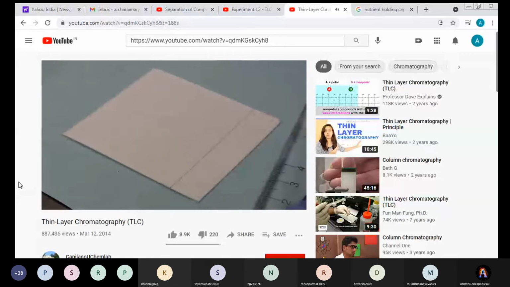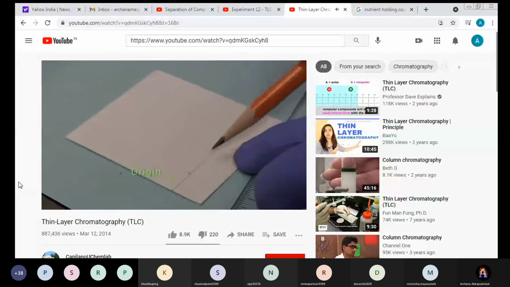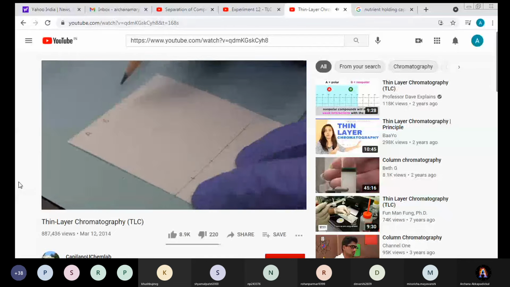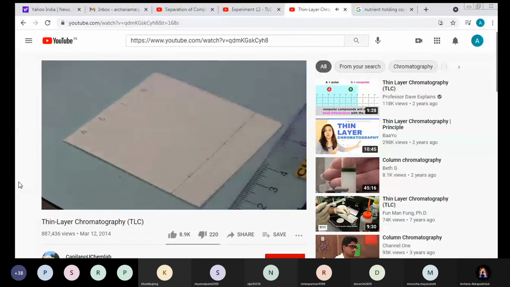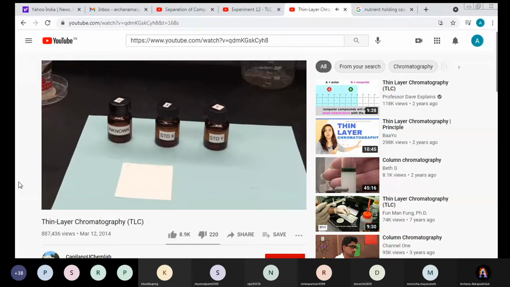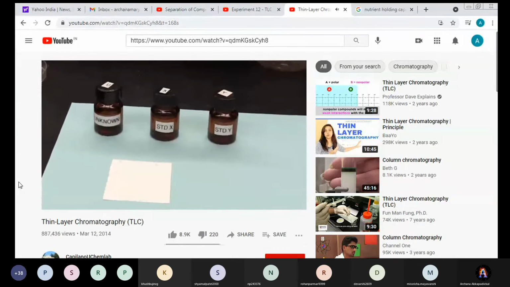Vertical markers are spaced about 1 centimeter apart along the origin. These markers are used as points of reference when applying mixtures and standards dissolved in a suitable solvent. And here we are going to run 4 lanes, lane A, B, C and D. In this demonstration we are going to see how to separate and identify using TLC.